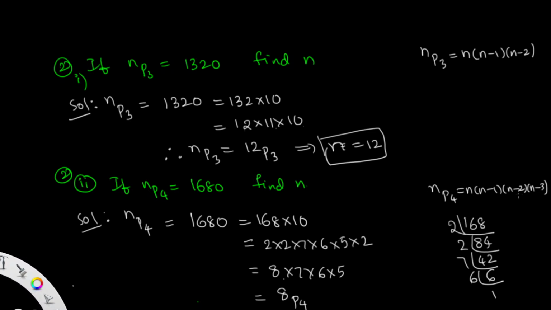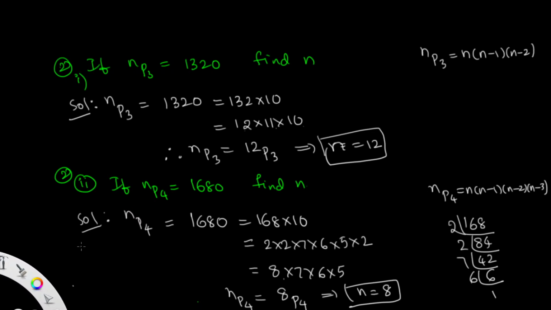n into n minus 1, n minus 2, n minus 3 is nP4. In the similar way, 8, 7, 6, 5 is 8P4. Therefore n equals 8, that is the answer. As we convert into factors, 168 is 2 into 2 into 7 into 6, and 10 is 5 into 2. By observing, we get 8, 7, 6, 5 consecutive numbers, which is 8P4. Now compare with nP4, then you get n equal to 8. That's all. This is the second bit, second question.